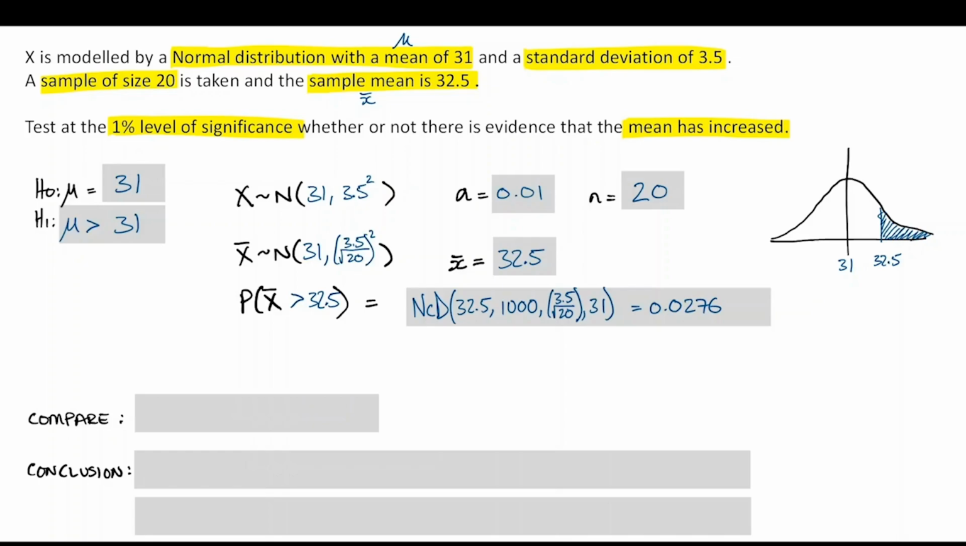Okay, now we can make a comparison. This is our p-value. We're comparing our p-value with the significance level. 0.0276 is greater than our significance level, so we do not have a significant result. This is not significant. There is not enough evidence to reject H0. And that would be the first part of our 2-part conclusion. That's our mathematical conclusion. And if your question had some context, had a story, had a scenario to it, that would form the second part of your conclusion.